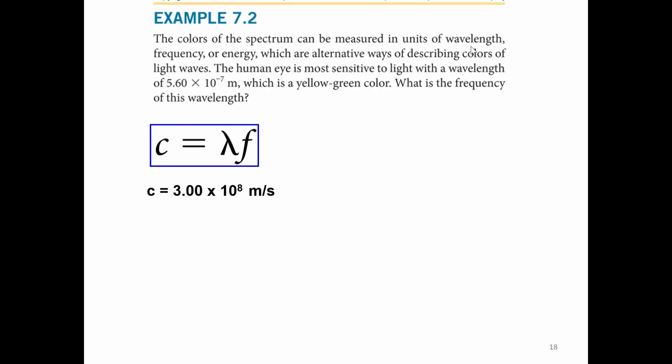Then let's do some problems. The colors of the spectrum can be measured in units of wavelength, frequency, or energy, because now we know colors correspond to waves, and we can identify waves in terms of the wavelength, the frequency, and we will see later the energy, how we can describe the energy of the waves.